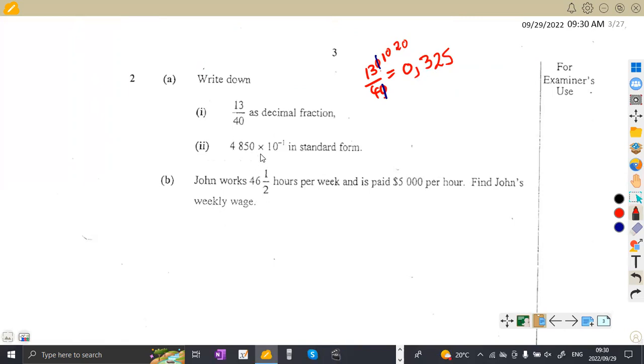Then 4,850 is a number in standard form. So remember, guys, standard form has to be between 1 and 10. So you're going to convert this number first to standard form, which is going to be 1, 2, 3. You're going to move 3 commas actually here.